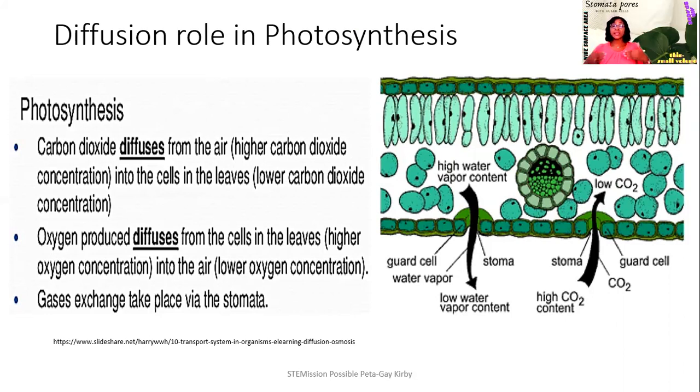Oxygen diffuses from the cells in the leaves. Why? Because this is where there is a higher concentration of oxygen, and it will then go into the air, which has a lower concentration of oxygen. This is what is happening when we speak of gaseous exchange, which takes place in the leaves via the stomata. And as you review that, you can pause the video and observe the processes as annotated on the diagram to the right.